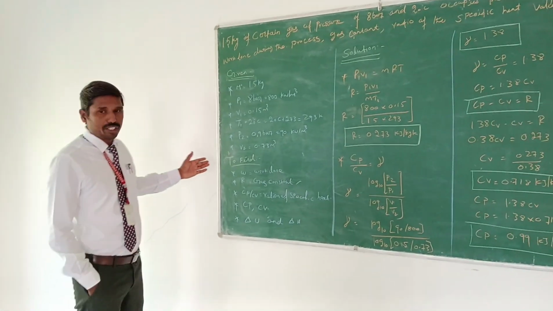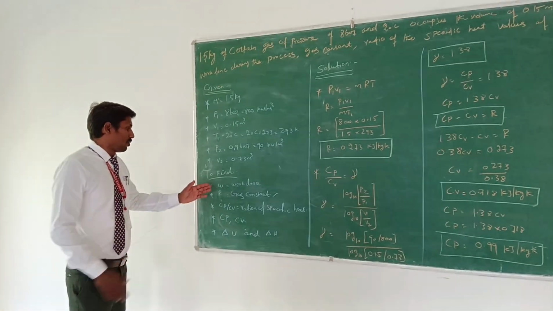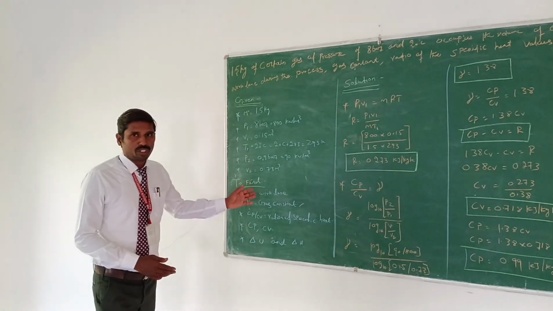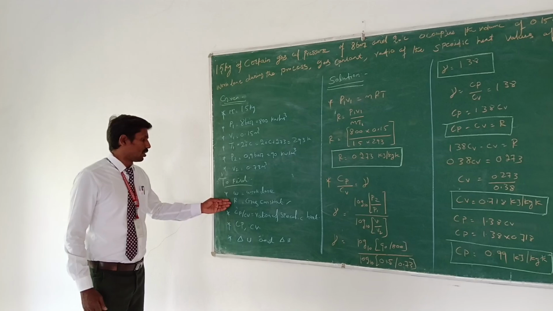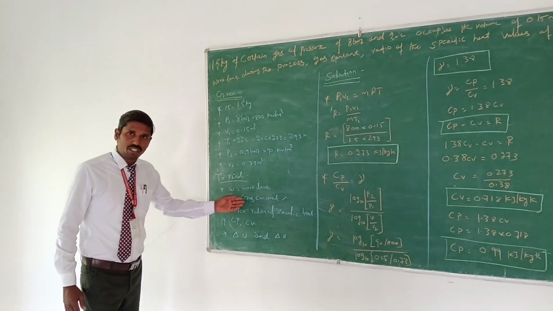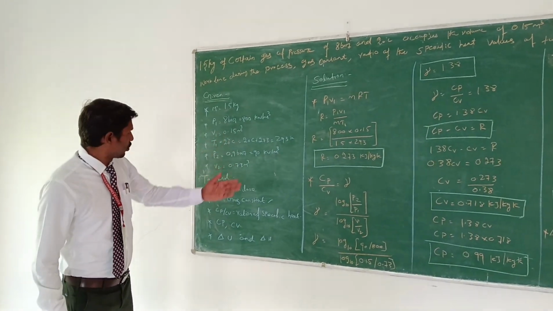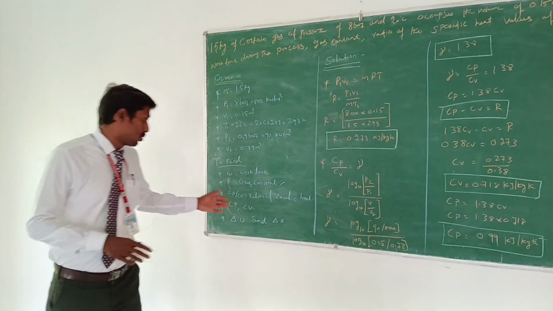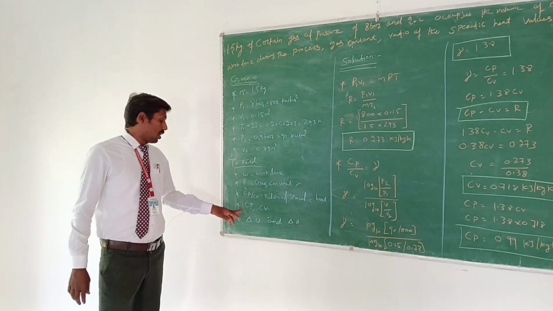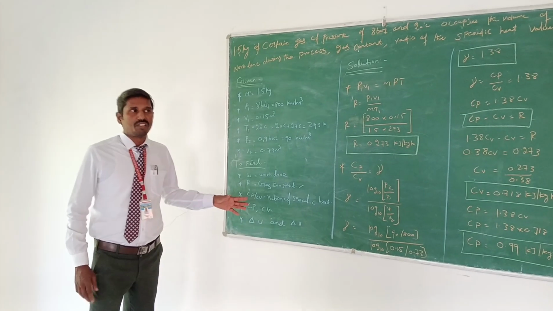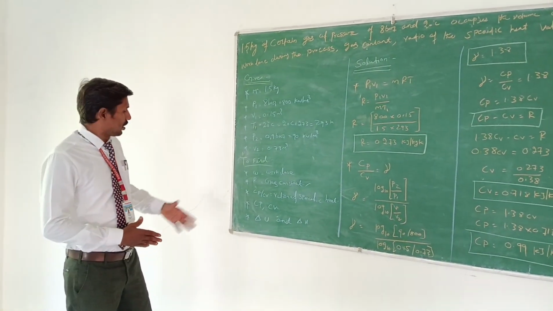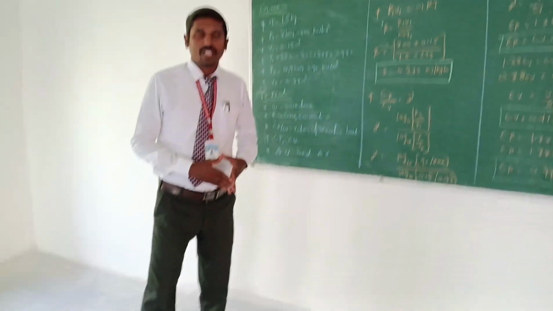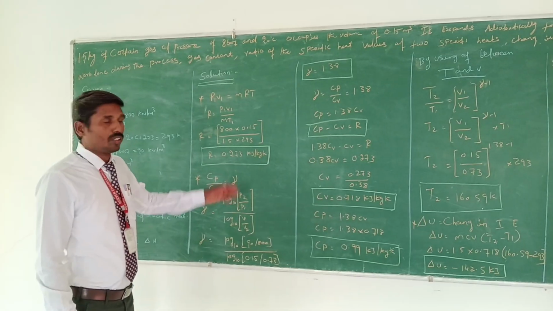And find the work done W, and the second one, R, the gas constant. Then next one, Cp by Cv, the specific heat ratio, where Cp is the specific heat at constant pressure and Cv at constant volume. Then del U, the change in internal energy, and del H, the change in enthalpy.